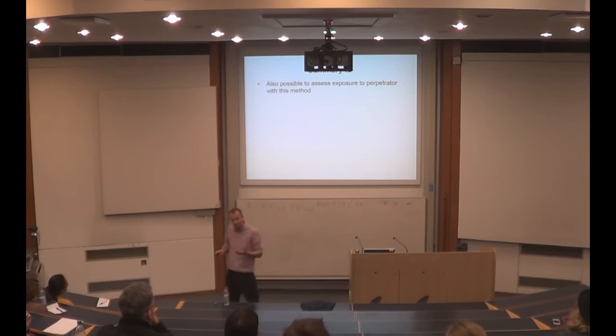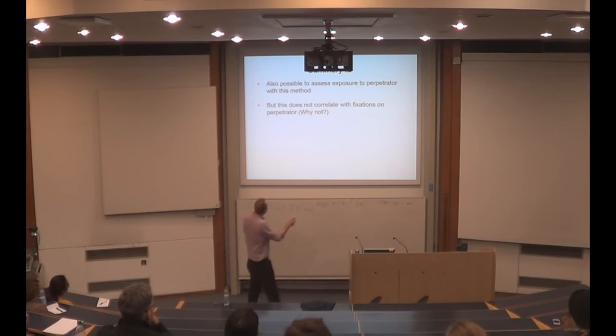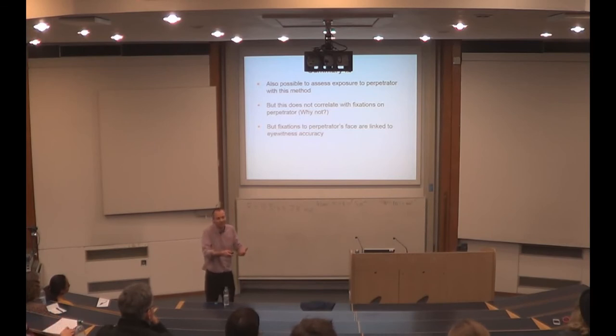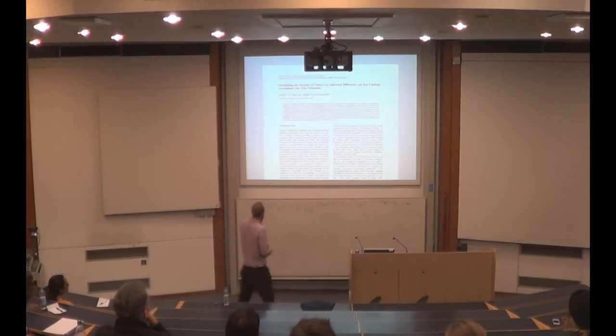I guess I've already made this point. So you can also use this approach not just to establish the duration of crimes, but exposure to the perpetrator. This doesn't correlate with fixations on the perpetrator. I won't bore you with the reasons because we've already had a discussion about this. But the extent to which a perpetrator's face is fixated is linked to eyewitness identification. And that makes good sense because the face is the most important means for person identification. So the extent to which you look at a face should filter through. So fewer fixations, more misidentification.